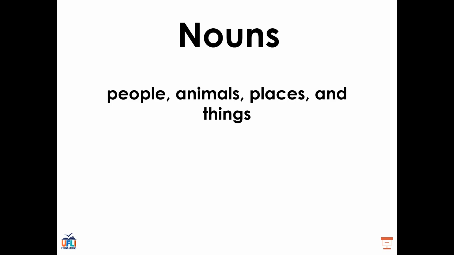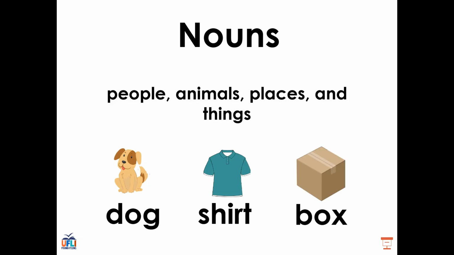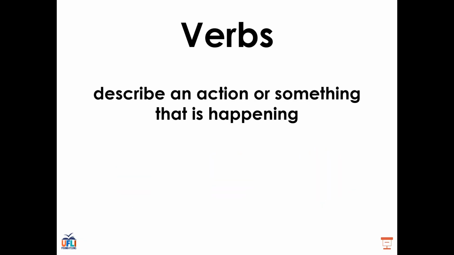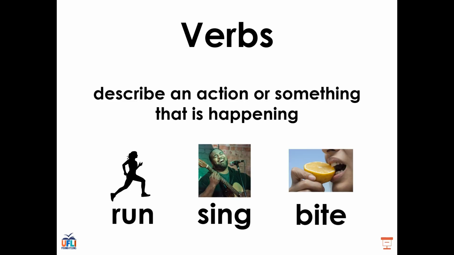A noun is a person, animal, place, or thing, such as dogs, shirts, or boxes. We can take them as singular nouns, dog, shirt, box, or as plural nouns, dogs, shirts, and boxes. A verb, on the other hand, is an action word. A verb describes an action or something that is happening. Some examples of verbs are run, sing, or bite.